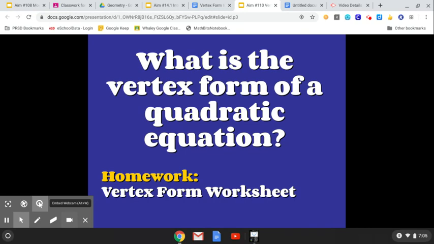While we haven't emphasized it so much, all the quadratics that we've been looking at have been in standard form. That's the ax squared plus bx plus c. So we're going to look at a different form of a quadratic called vertex form, appropriately named for, I'll show you on the next screen.